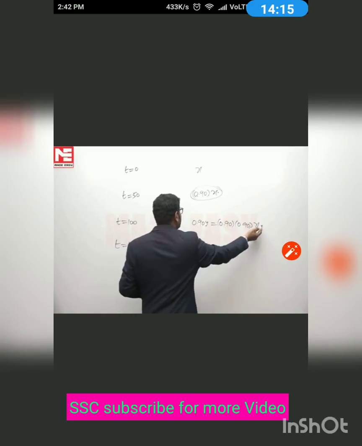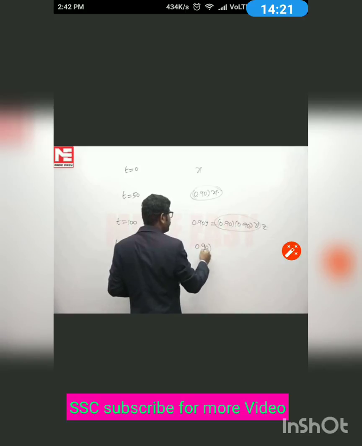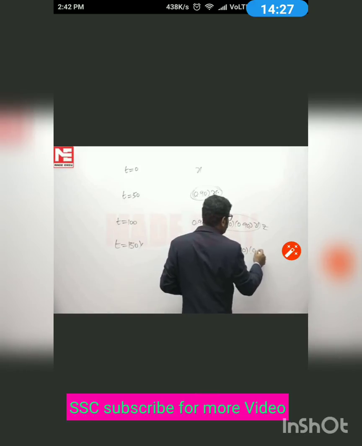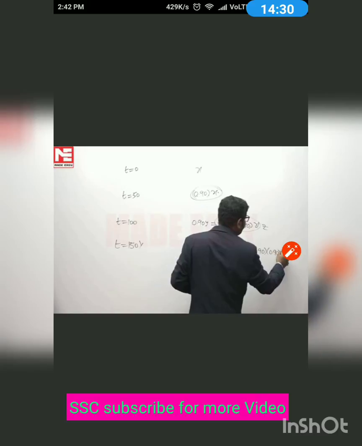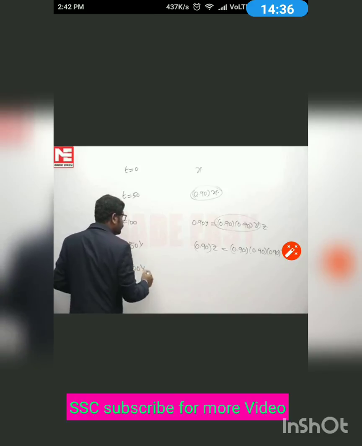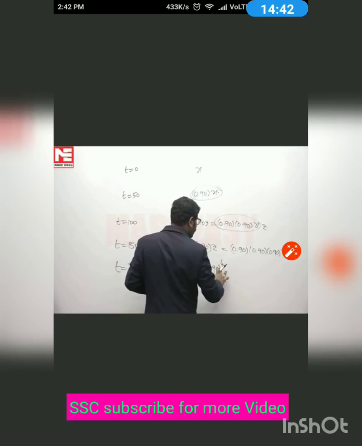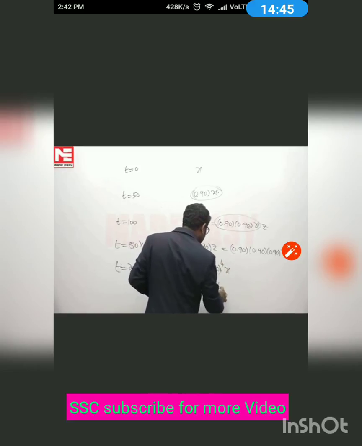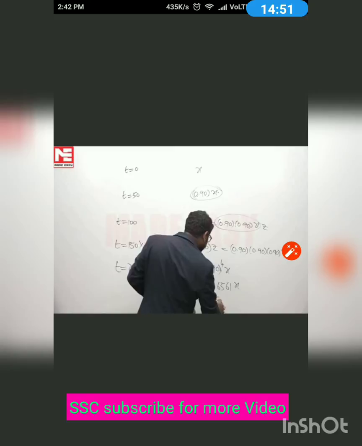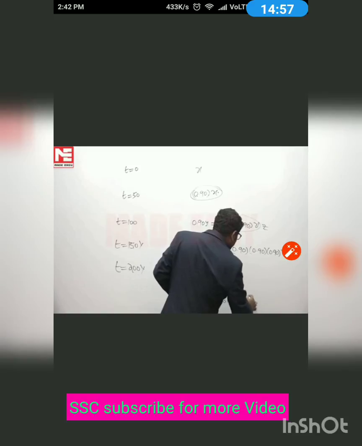This amount, suppose if you say Z, the remaining amount will be 10% disappears from Z, therefore 0.90 Z. It is nothing but 0.90 into 0.90 into 0.90 of original amount x. Again from 150 years to 200 years, again 50 years, then this will become 0.90 whole power 4 of x. That is nothing but 0.6561 x. Therefore, 65.61% of original amount is remaining.